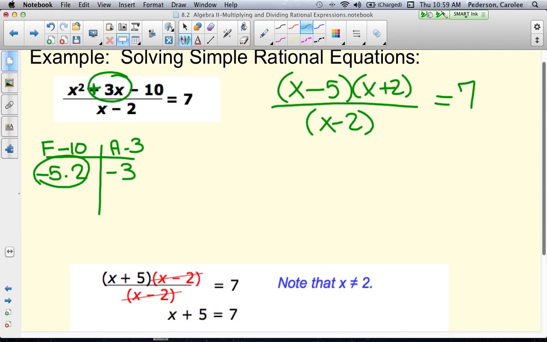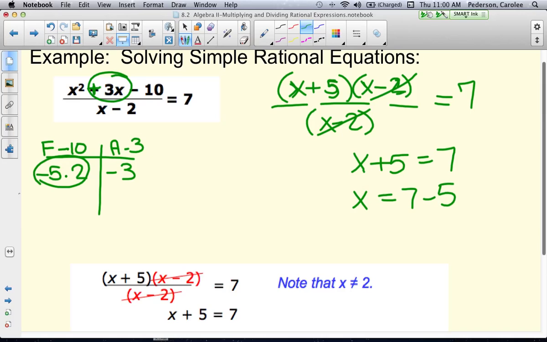So then we would have positive 5 and negative 2. All right. So now we cancel those x minus 2's. We're left with x plus 5 equals 7. 7 minus 5 is 2. And then the domain restriction is where x cannot be 2.